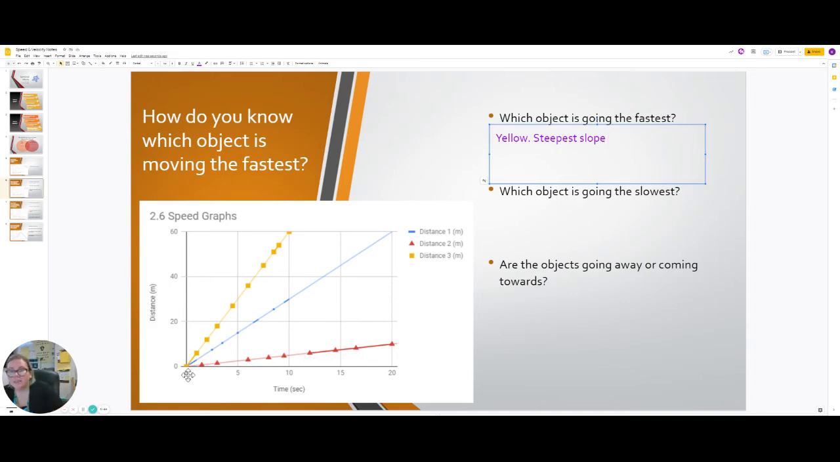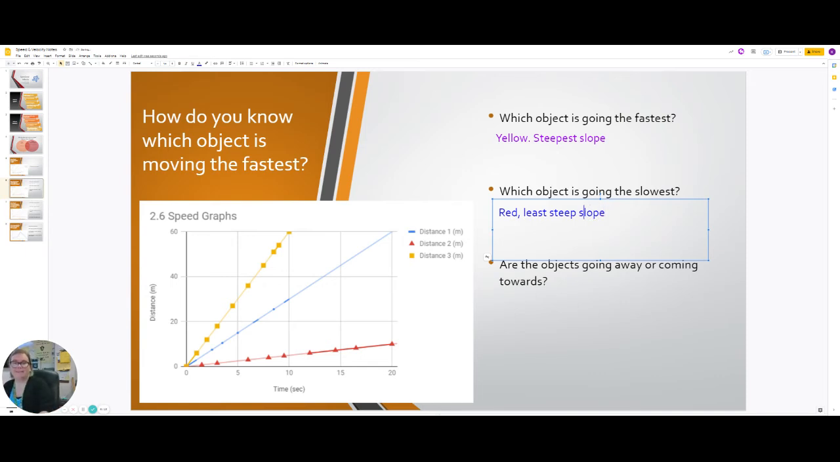If we look at numbers here too, we see in 10 seconds, it went a whole 60 meters in only 10 seconds, whereas this red line in 20 seconds only went maybe 10 meters. So if you look at those numbers too, it shows us it's going the fastest. I kind of just answered this, but which object's going the slowest? Yeah, it's red, and it has the least steep slope. I'm a tongue twister. Least steep slope.